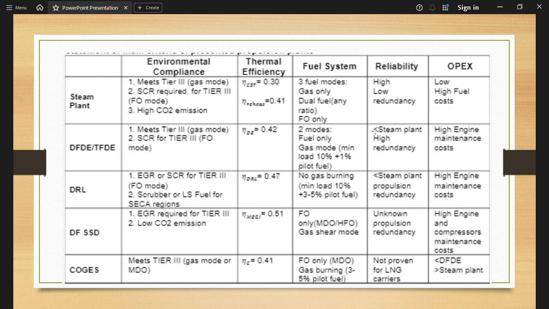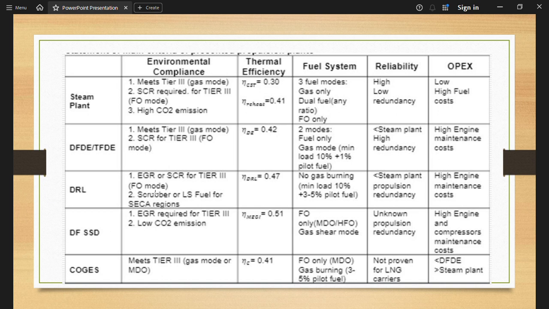with high redundancy, low, and high fuel costs. Now when we speak about DFDE, it meets tier 3 in gas mode, SCR for tier 3 in fuel oil mode, and efficiency will be 0.42. Two fuel modes, gas mode minimum load 10% plus 1% pilot fuel. So 1% we are using as pilot fuel at 10% load on the engine. Greater than steam plant redundancy, high engine maintenance cost.